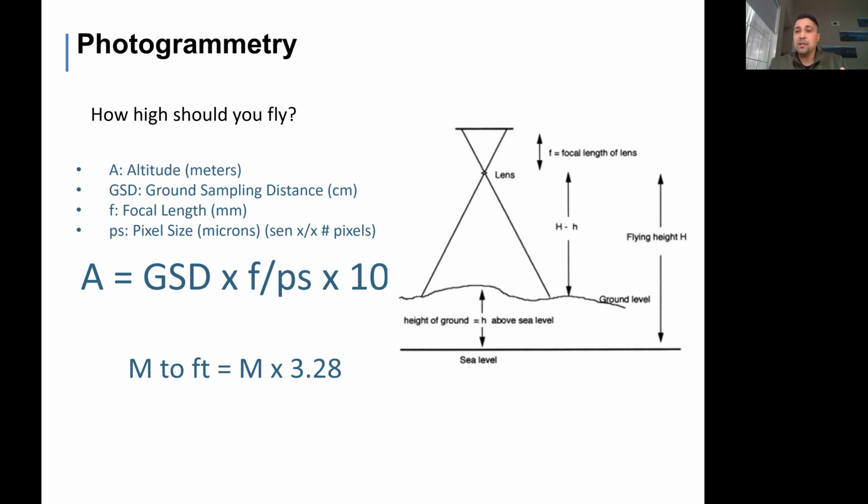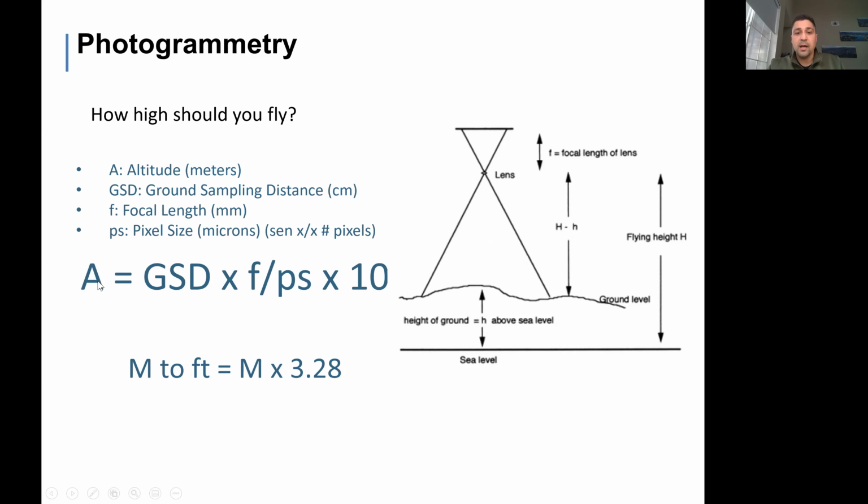How high you fly is going to be determined by the camera's focal length and the camera's pixel size. That would be the fixed pixels inside the camera. Like if you have a 12 megapixel camera, it's going to be 4,000 pixels this way, 3,000 pixels that way. So what is the physical size of those pixels? So focal length divided by the camera's pixel size times 10. I'm just reading off this formula here. It's a simple formula, ultimately. We have altitude here.